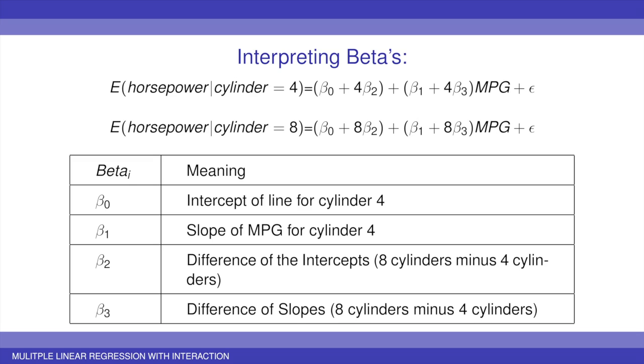Beta 0 represents the intercept of the line for 4 cylinders. Beta 1 represents the slope of MPG for 4 cylinders. Beta 2 is the difference of the intercepts of 8 cylinders minus 4 cylinders, and beta 3 is the difference of the slopes between 8 cylinders and 4 cylinders. Now I will be showing a step-by-step calculation for this.